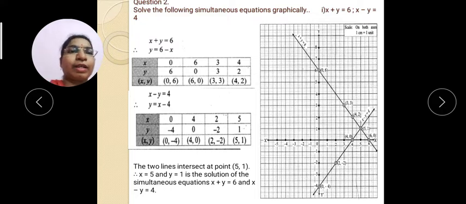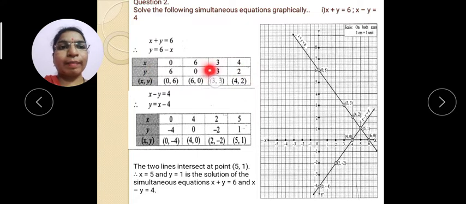Now listen, beta. x + y = 6. After isolating y in this equation, y is equal to 6 - x. Here you have to consider these values. They are not given, you have to prepare the table like this. Consider a value of x, substitute it in the equation, and you will get the value of y. Again I am saying, substitute different values of x. These values are not given to you.